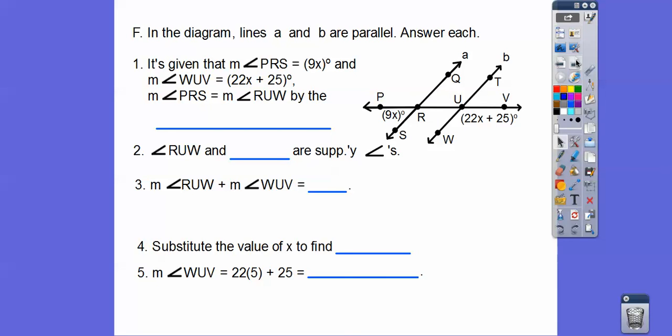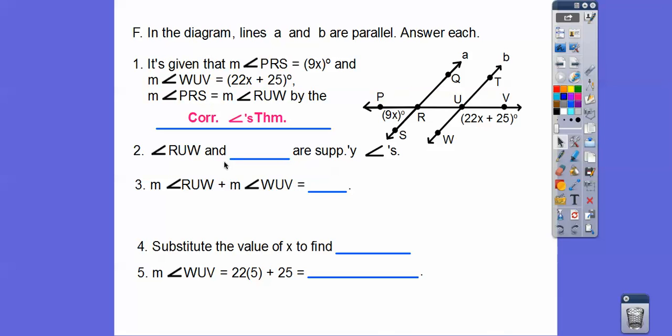So in this diagram, lines A and B are parallel again, so answer each. It's given that the measure of angle PRS is 9x degrees, and the measure of angle WUV is 22x plus 25. So what are the measure of angle PRS and RUW called? PRS is this angle right here, and RUW is this angle. Those guys are called corresponding angles.